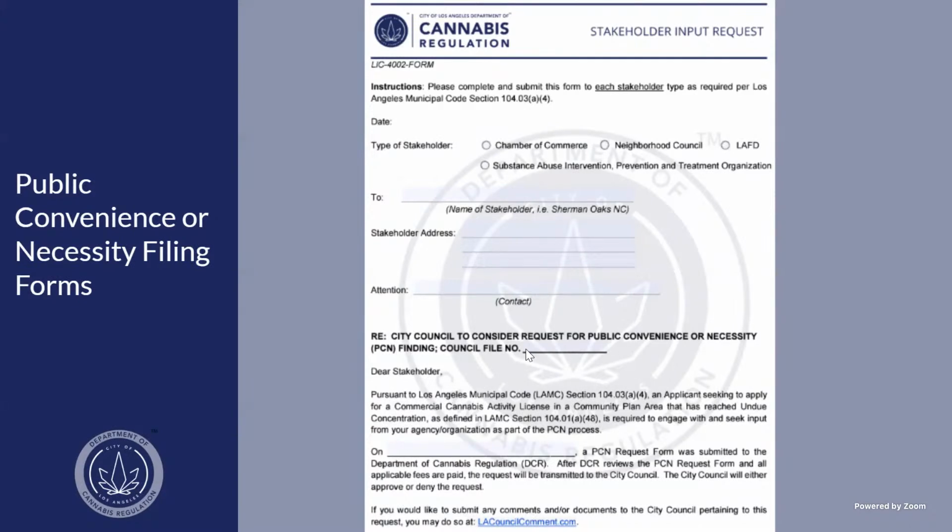And then of course, you'll put your council file number. That will be issued to you once you've submitted the form and we filed it with the city clerk. They'll assign a council file number. We will upload that to DCR's website and communicate that to you. So if any of those organizations or stakeholders have public comment that they would like to provide to the city council, they could go ahead and file it under that council file number.